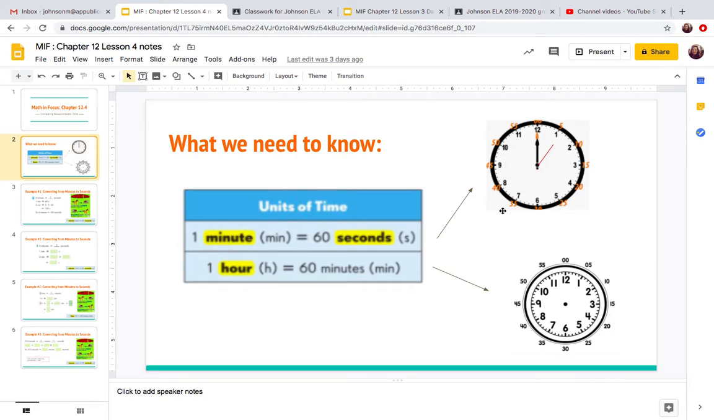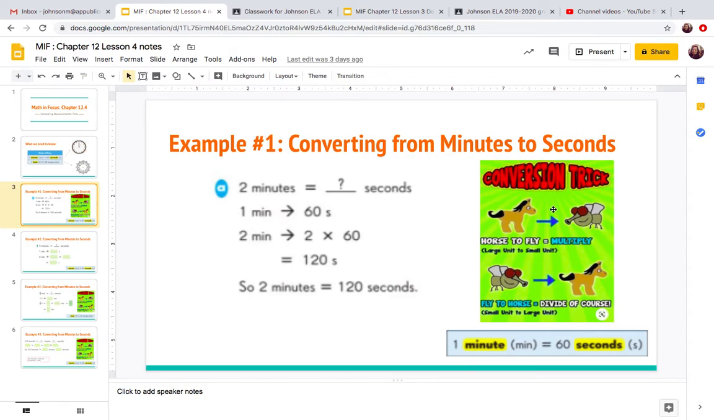1 minute equals 60 seconds. So the clock ticks around 60 times. After that, a minute goes by. In comparison, 60 minutes around the clock is 1 hour, and those are two things that we're going to need to know. So looking here, I also found a little poster for you guys.